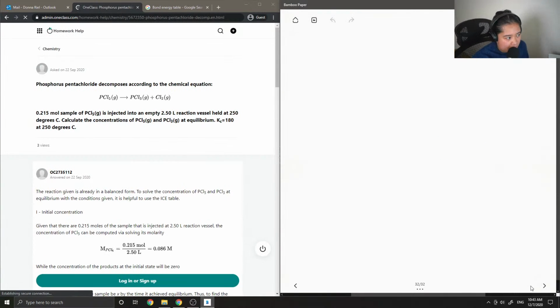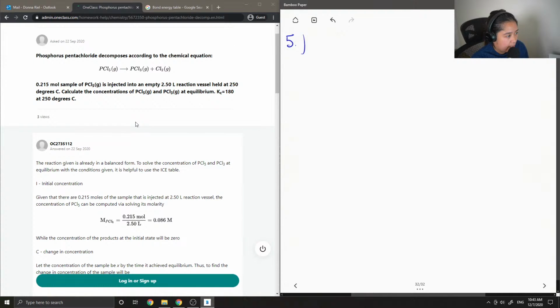Okay, so on to question number 5. Phosphorus pentachloride decomposes according to the chemical equation. A 0.215 mole sample of phosphorus pentachloride is injected into an empty 2.5 liter reaction vessel held at 250 degrees Celsius. Calculate the concentrations of PCl5 and PCl3 at equilibrium. Kc is equal to 180 at 250 degrees Celsius.